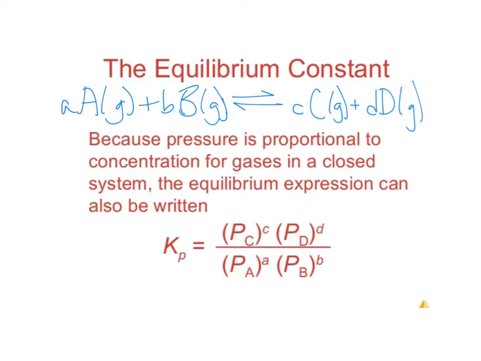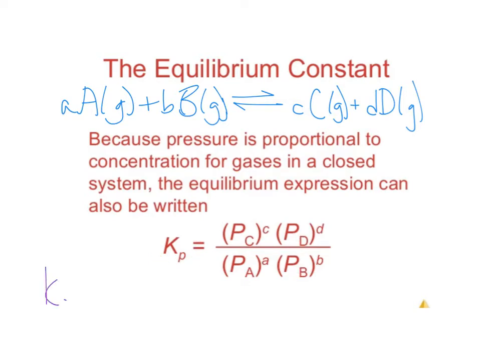Here we have an equation. These are all gases. We have A, the little letters are our coefficients, big letters are our molecules. And because pressure is proportional to concentration for gases in a closed system, we can also write our equilibrium expression using pressures instead of concentrations.